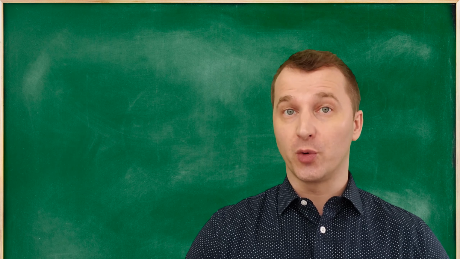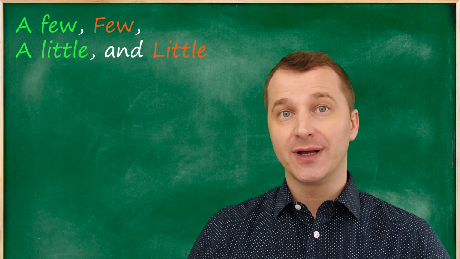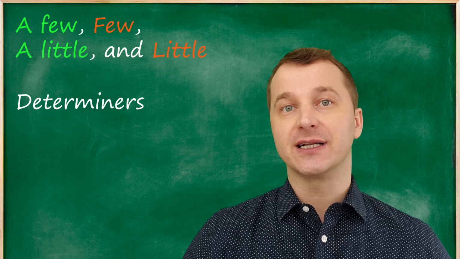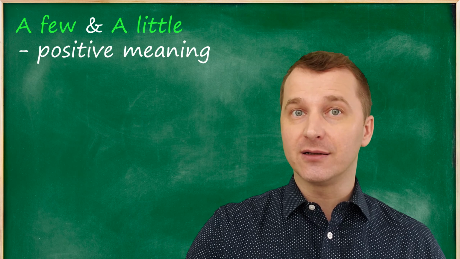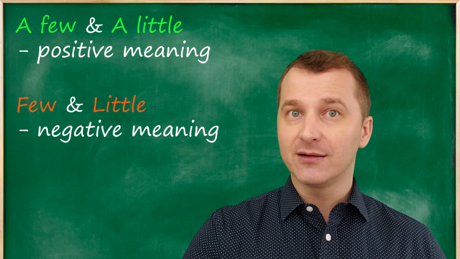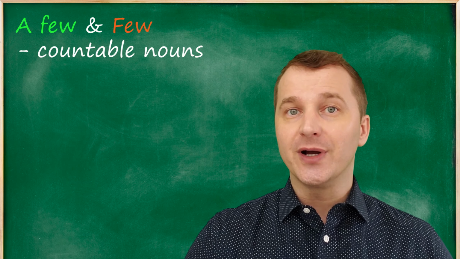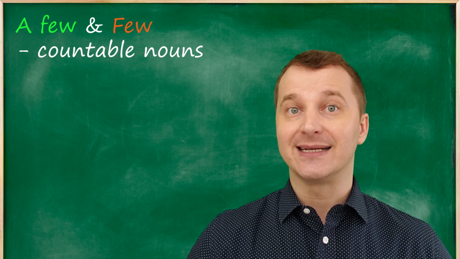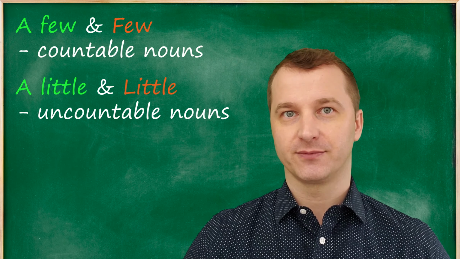Let's recap what we have learned so far. A few, a little, and little are determiners, and more specifically, they're quantifiers. A few and a little have a positive meaning. Few and little have a negative meaning. A few and few are used with countable nouns, and a little and little are used with uncountable nouns.